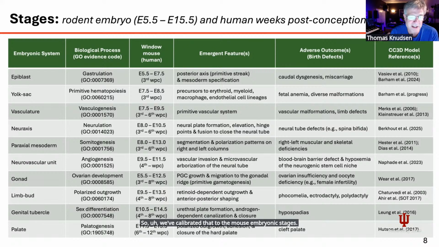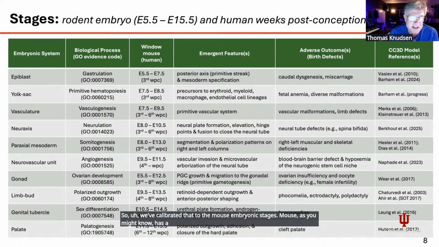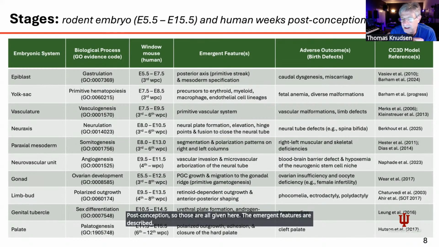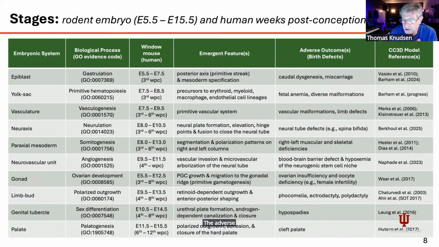Mouse, as you might know, has a 19 to 20 day gestation period, and the critical period for these models is between day 5.5 and 15.5. The corresponding human periods are from the 3rd to the 12th week post-conception. So those are all given here. The emergent features are described. The adverse outcomes for particular birth defects are described. And the CC3D model references are given as well.